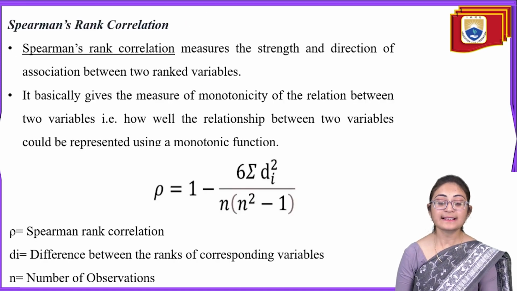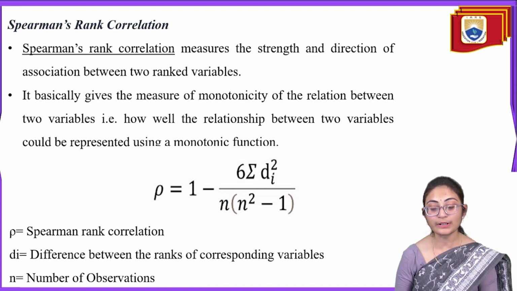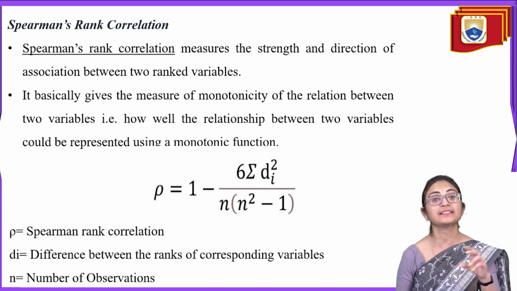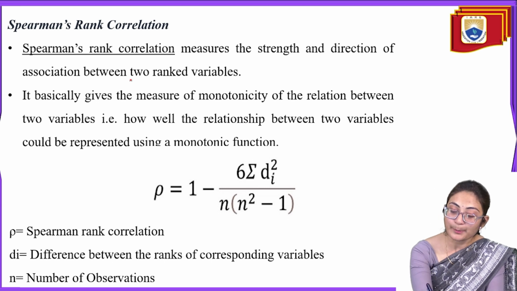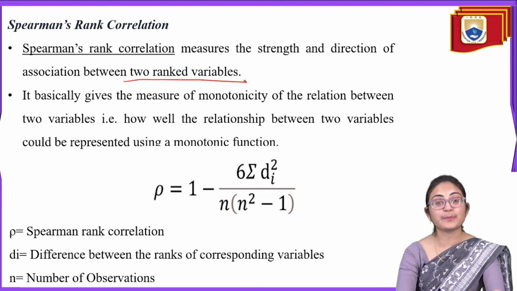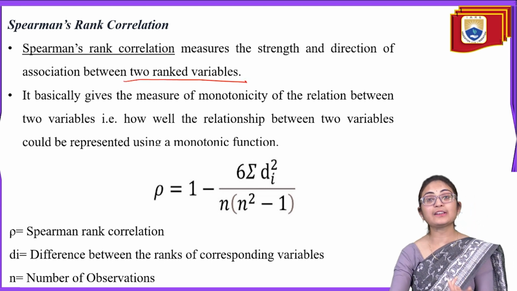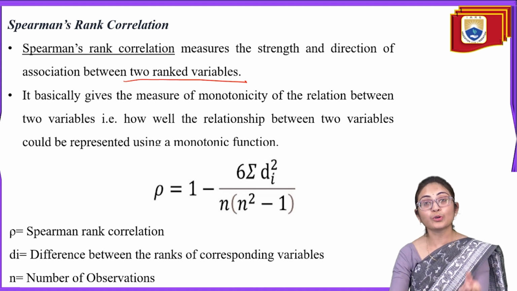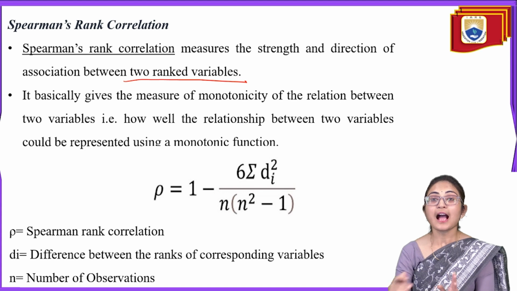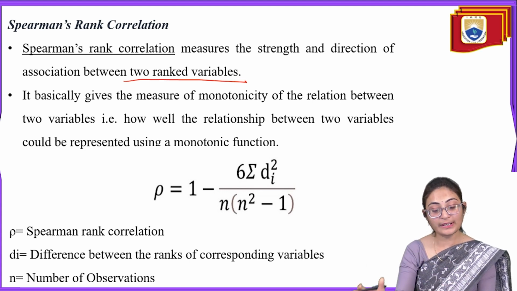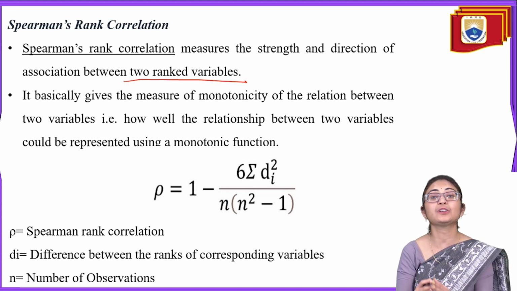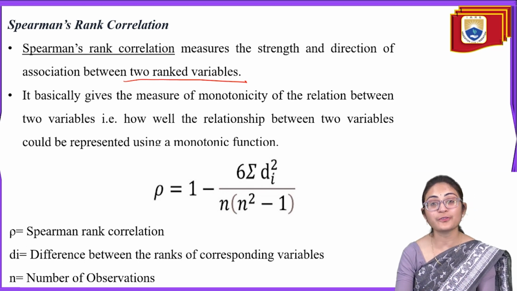Now Spearman's rank correlation. The Spearman's rank correlation measures the strength and the direction of association between two ranked variables, and it basically gives the measure of monotonicity of the relation between the two variables. How well the relationship between the two variables could be represented using a monotonic function, and for that we will use one formula.